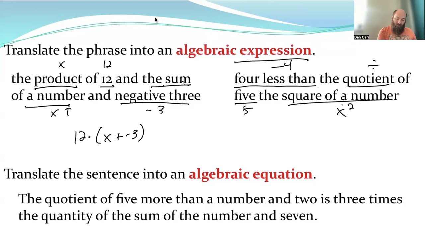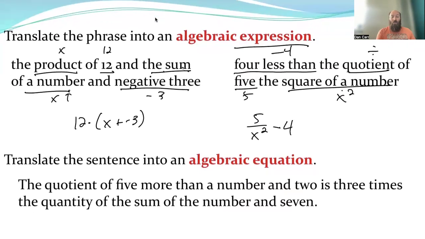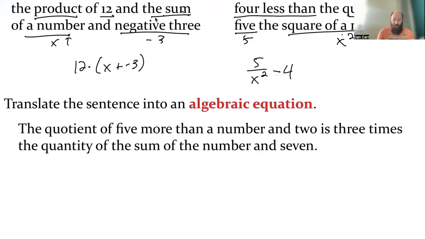The quotient of 5 and the square of a number looks like this, 5 over x squared. And then if I do 4 less than that, we're going to just subtract 4. And that's it.